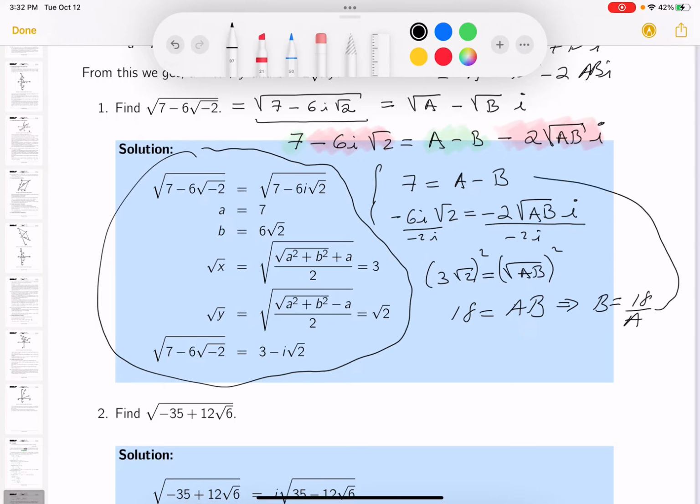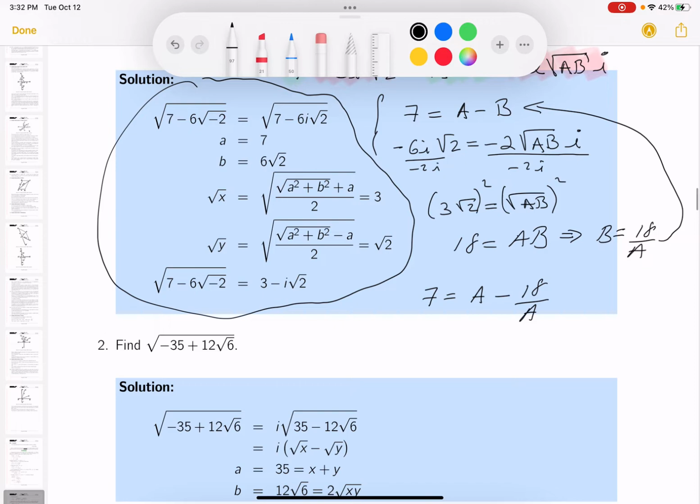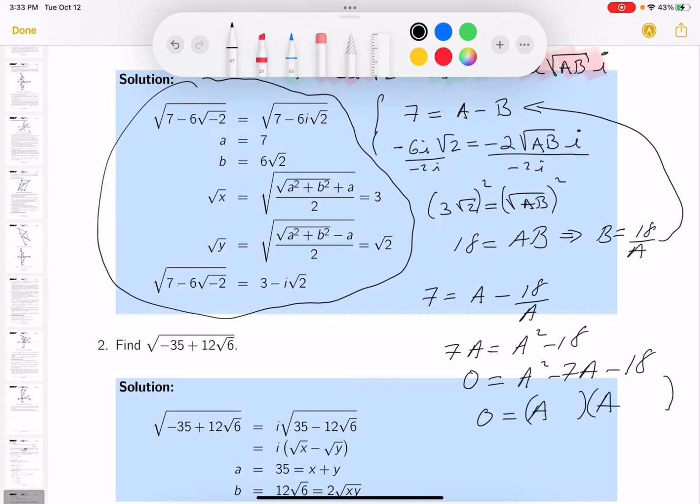I'm going to take this and plug it in here now. Let's write that down. 7 equals A minus 18 over A. I'm going to multiply both sides by A. 7A equals A squared minus 18. A squared minus 7A minus 18 equals 0. It's a lot of work though, but I'll get there, and for A, I can say 2 and 9. A could be 2, or A could be 9.